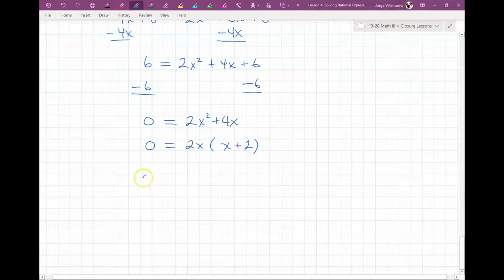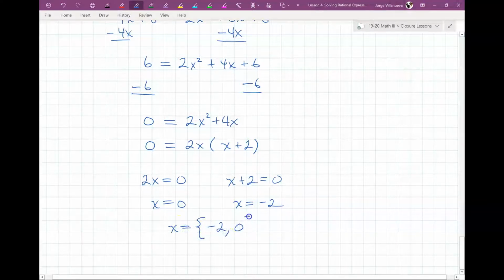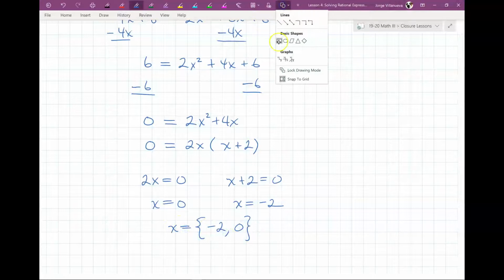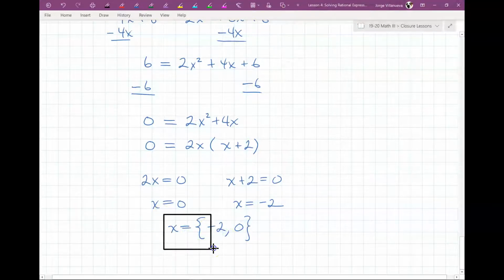So let's just set each one of these equal to 0. And we solve, so this one's easy, x is 0. This one's also simple, x is negative 2. So x is negative 2 and 0. And that would be your solution to that problem.